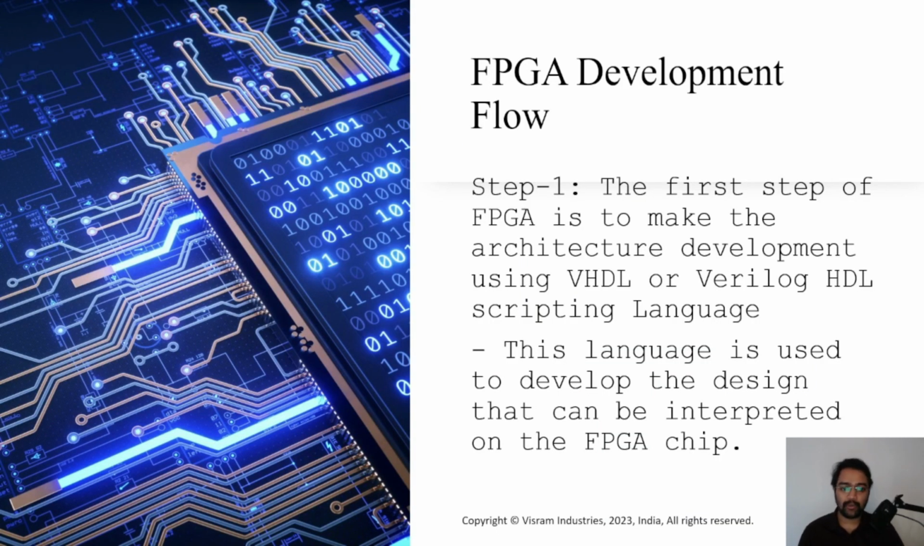I'll quickly walk through all these steps as we have already discussed the flow. In the FPGA development flow, step one is writing the VHDL or Verilog HDL. It doesn't matter in which language you develop the architecture for the FPGA. It can be VHDL or Verilog HDL. This language is used to develop the design that can be interpreted on the FPGA chip.